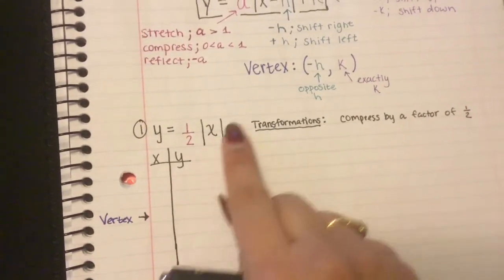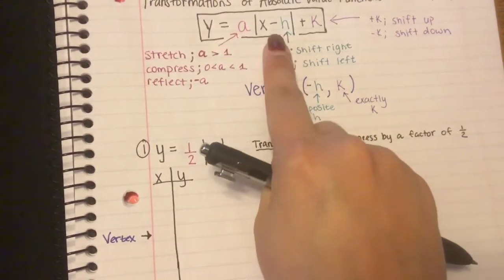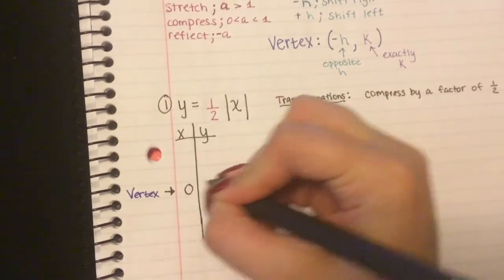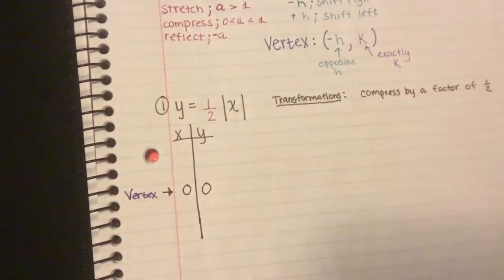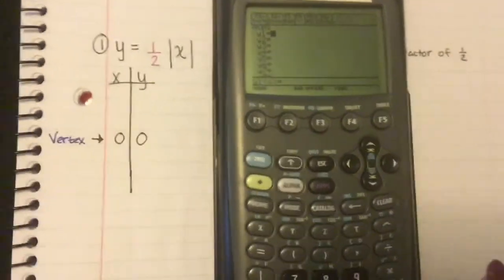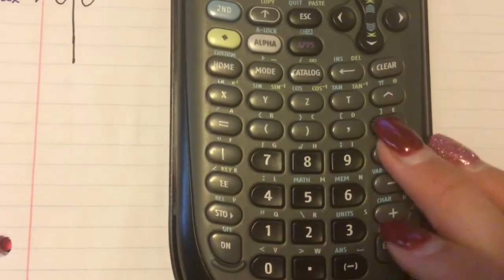I like to make a table of values so that I can organize my points. The first point that I want to find is the vertex. I'm looking for the opposite of h and exactly k, but in here I don't have an h and k, so my vertex is at (0, 0). I'm going to use my graphing calculator here to figure out the rest of those points without having to do a lot of math by hand.